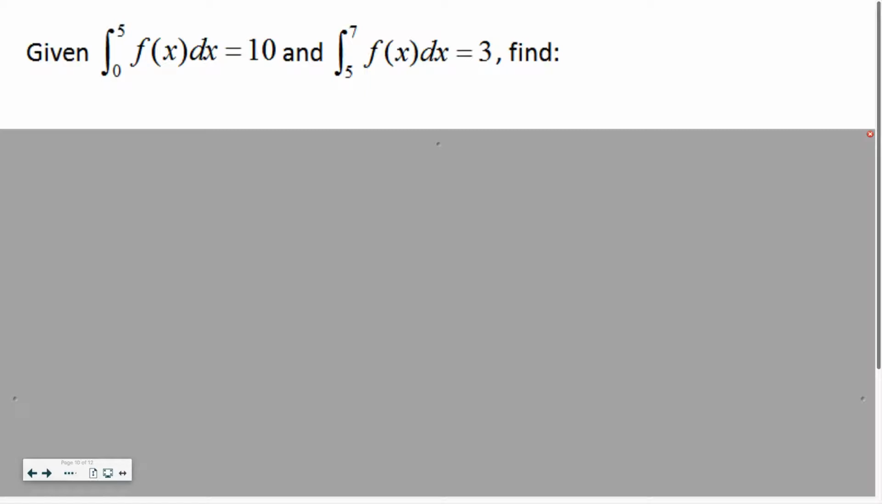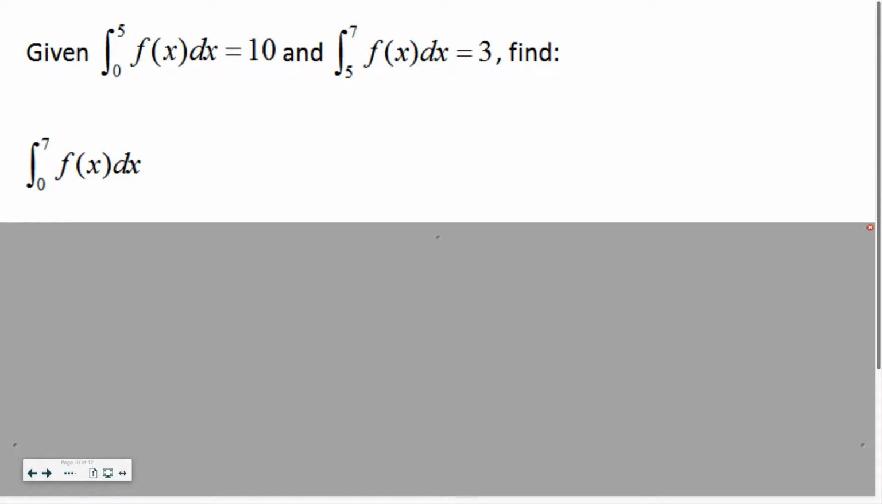Okay, so given these two, I want the integral from 0 to 7. Well, I gave you the integral from 0 to 5, and then I gave you the integral from 5 to 7. So what do we do? Add them up.